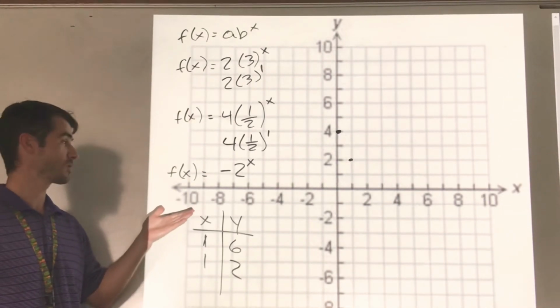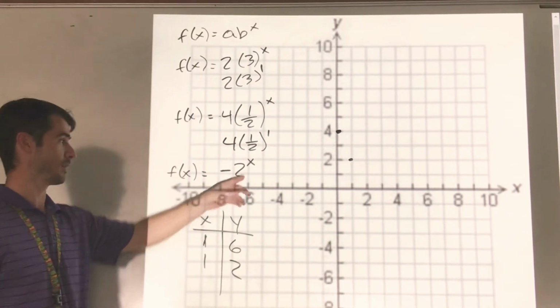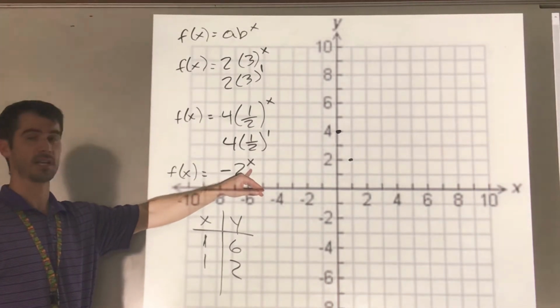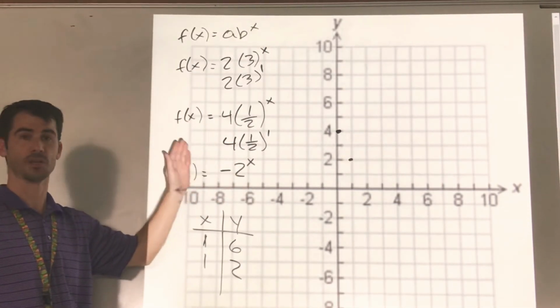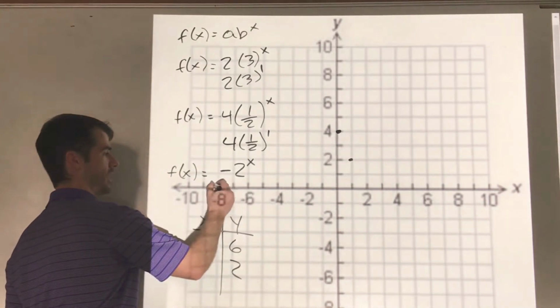Okay. All right, our last one. Thing that looks different here is there's no a value. At least it didn't look like there's one. Remember, the b value always goes with the exponent. So really, this negative is not going here. This negative is going to go with our invisible a value, which is 1. So we really have negative 1.